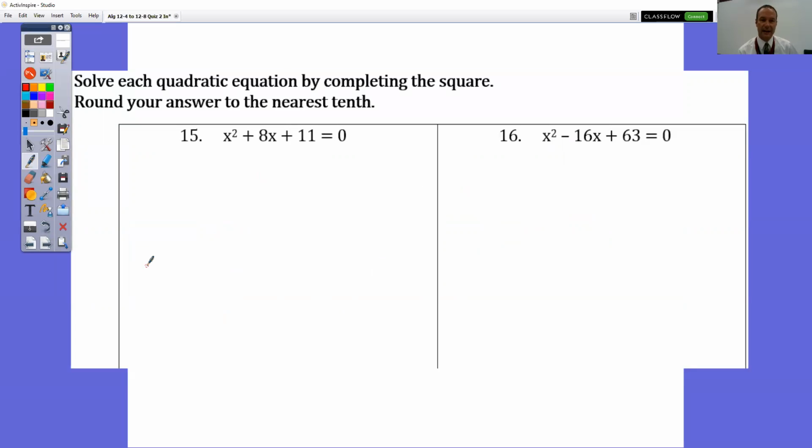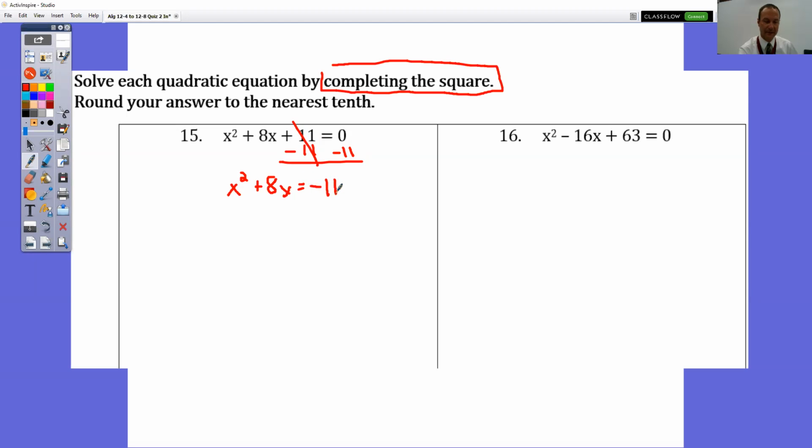Solve each quadratic equation by completing the square. Now, when you go to complete the square, we're going to round our answer to the nearest tenth. So remember the first thing that you want to do is get your C value over to the other side. So we want to do minus 11 and minus 11 first, so that we have x squared plus 8x equals negative 11. Now, this is the key part, all right?